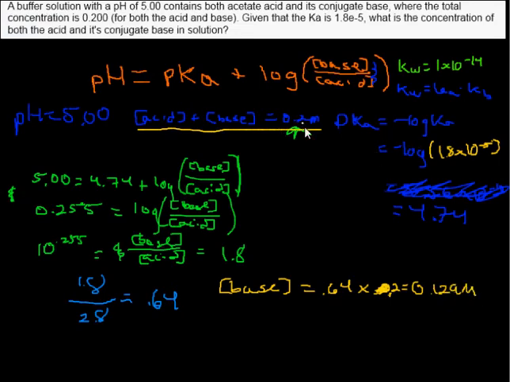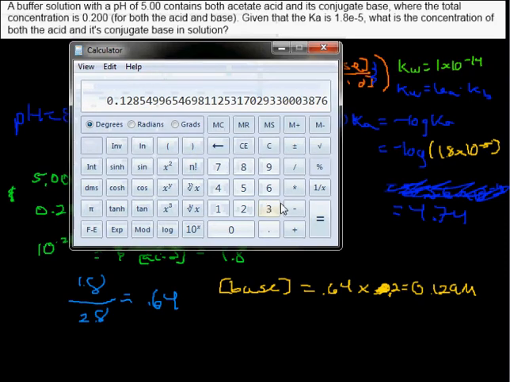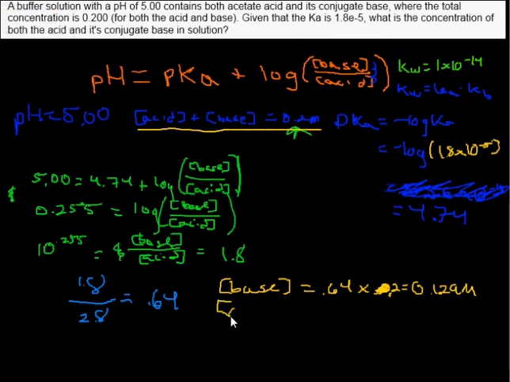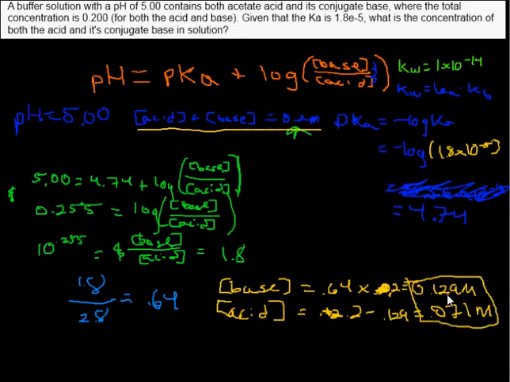0.129 M. Then we do 0.2 minus that. We get 0.071. So the concentration of the acid is equal to 0.2 minus 0.129, which equals 0.071 M. So here's our answer. The concentration of the base in the solution at this point, to give it a pH of 5, is 0.129. The concentration of the acid at this time is 0.071.